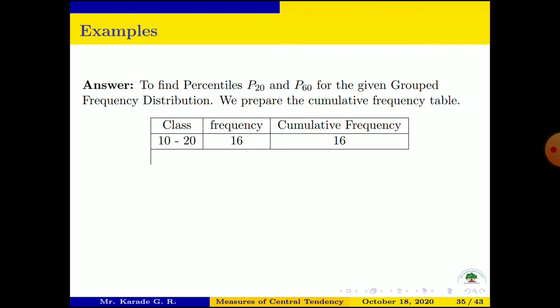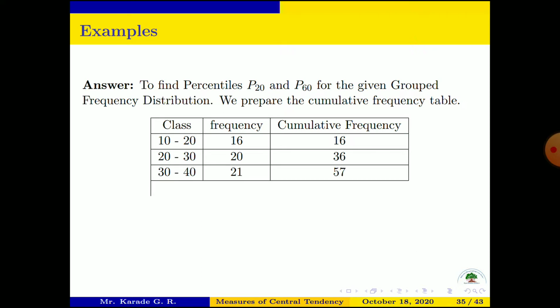For the first class 10 to 20, frequency is 16 and the corresponding cumulative frequency is also 16. But for the second class 20 to 30, frequency is 20 and cumulative frequency is 36. How do we find this cumulative frequency 36? It is nothing but the addition of the first two frequencies, 16 and 20. Now for the third class 30 to 40, frequency is 21 and cumulative frequency is 57. That 57 is nothing but the addition of the first three frequencies.